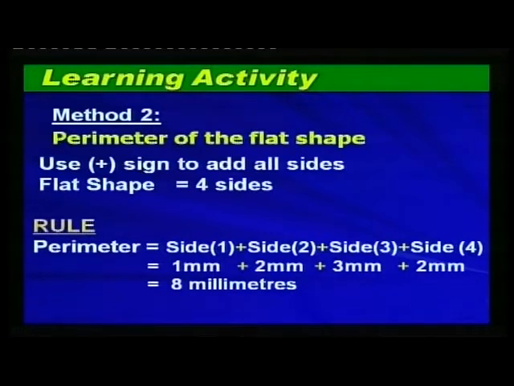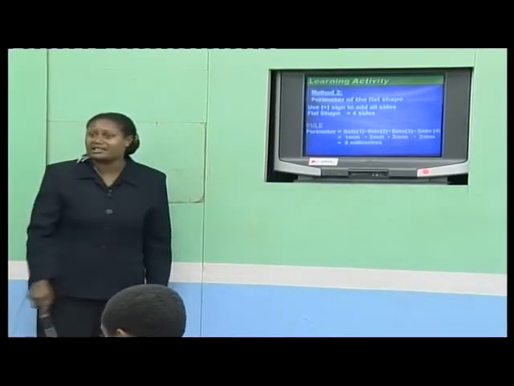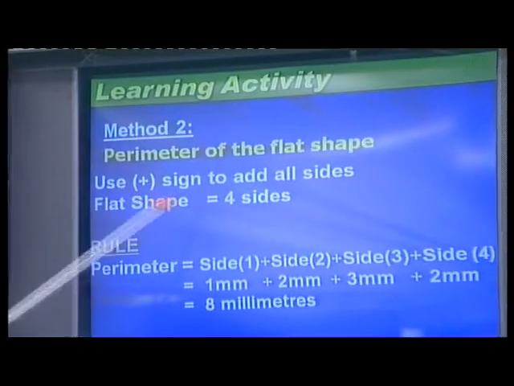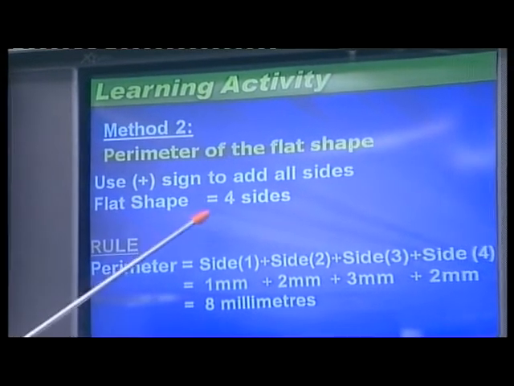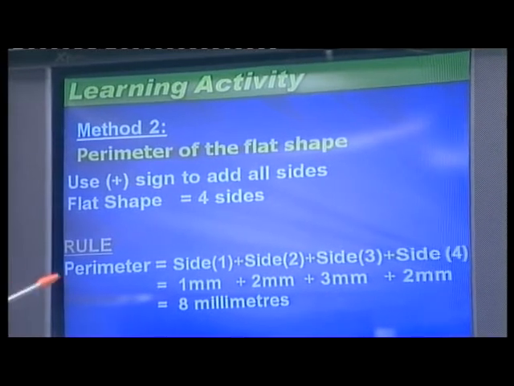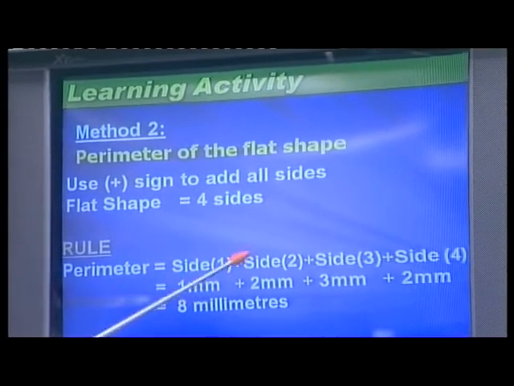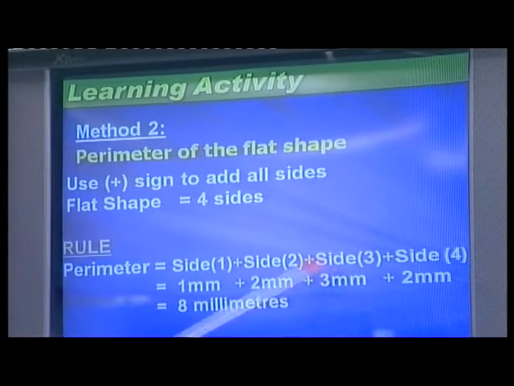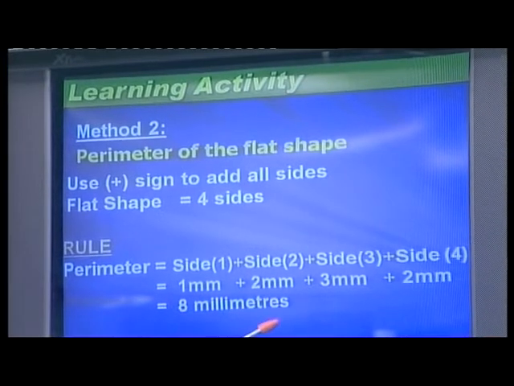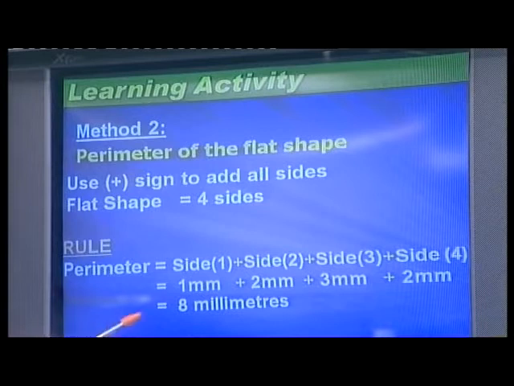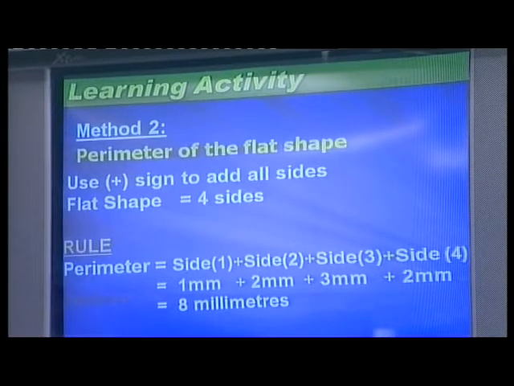Class, watching carefully, we have the perimeter of the flat shape. In method 2, we will use the plus sign to add all sides. So the flat shape has how many sides? 4 sides. So you write the number of sides the flat shape has, which is 4 sides. And the rule is perimeter equals side 1 plus side 2 plus side 3 plus side 4, which is 1 millimeter plus 2 millimeter plus 3 millimeter plus 2 millimeter, equal to a total of 8 millimeters. Are you clear with how to work out perimeter? Yes? Okay, let's move on to our lesson for today.